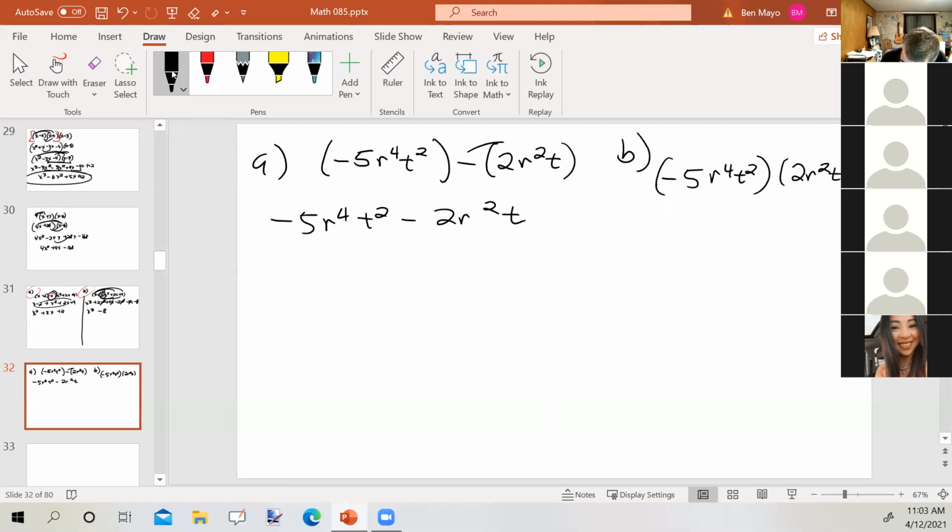Second one, we're going to multiply, but this is just a monomial times a monomial, so we're not distributing. We're going to get negative 10 r to the 6th t cubed. But again, pay attention to the operation.